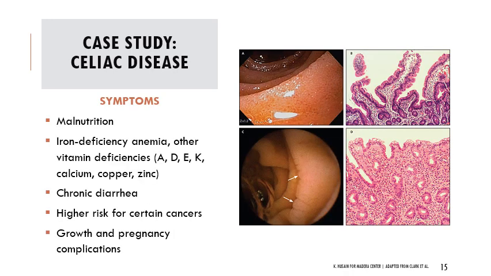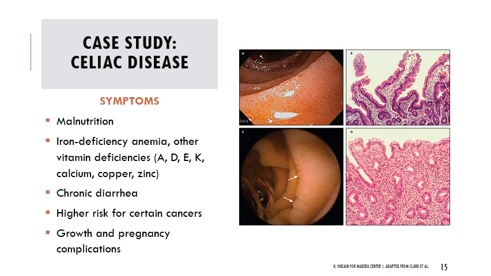So here you can see endoscopic images on the top of a healthy gut, and also a microscope slide of a healthy gut. On the bottom, you see when you have celiac disease, it looks much smoother. There's a lot less surface area.